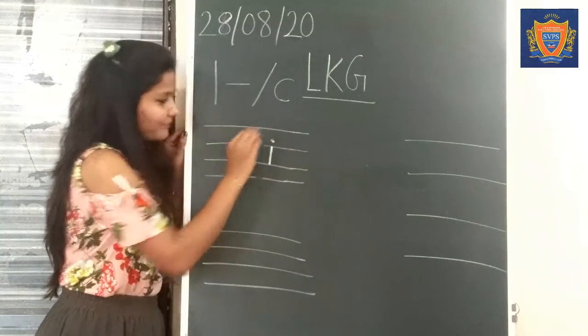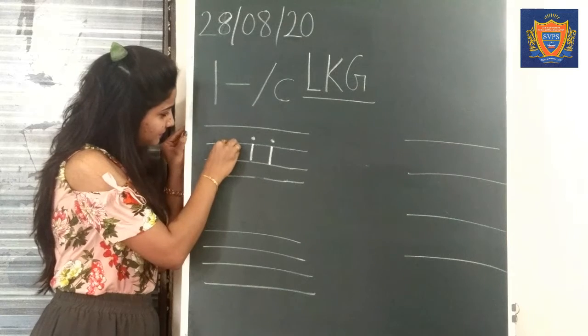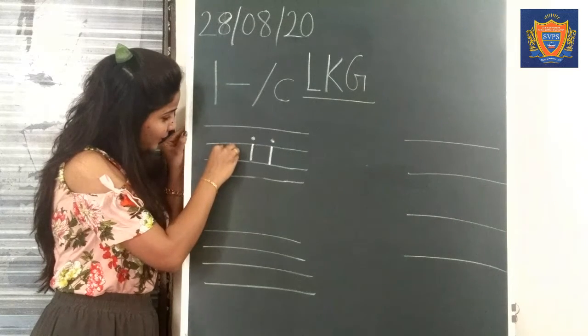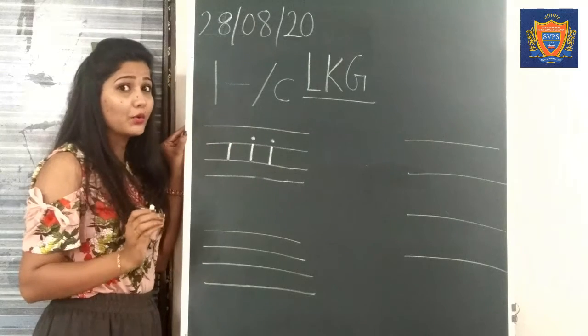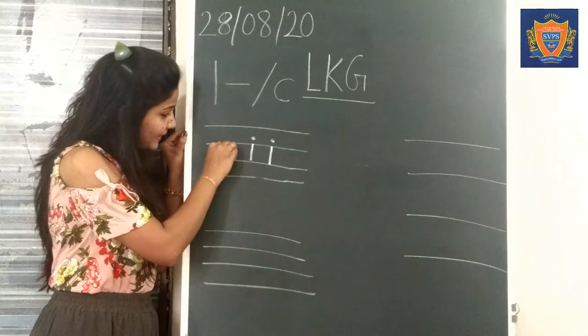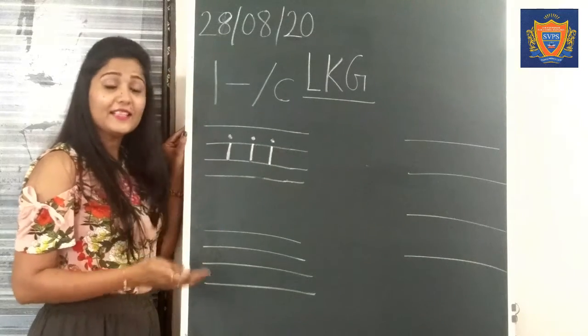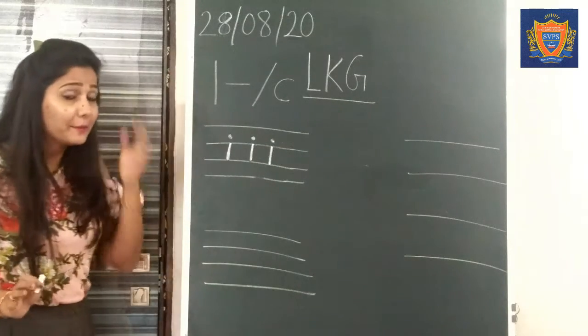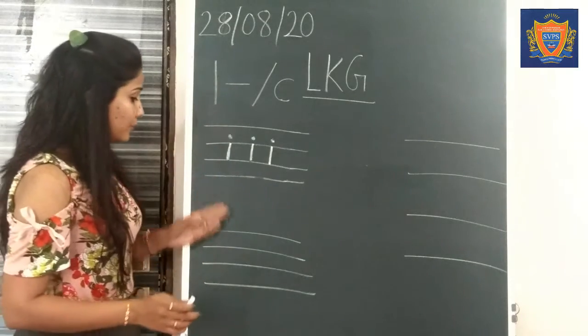Again, standing line, dot, I. Speak with me. Standing line, you have to speak the strokes, okay? Standing line, dot, letter I. It is very simple and easy, okay? Now come to our next letter.